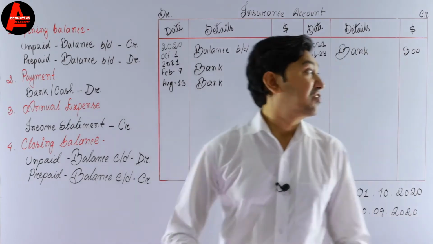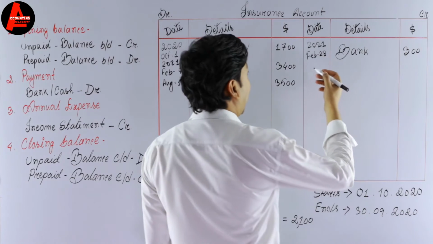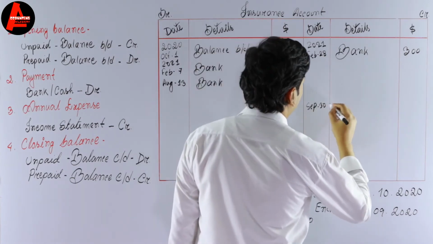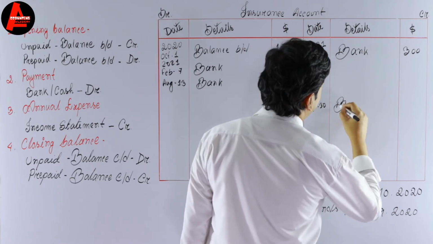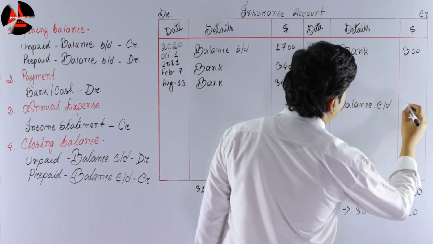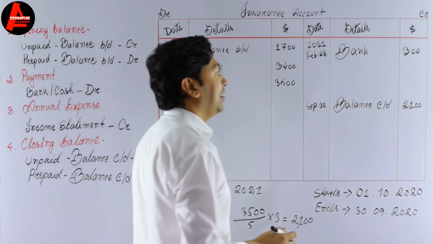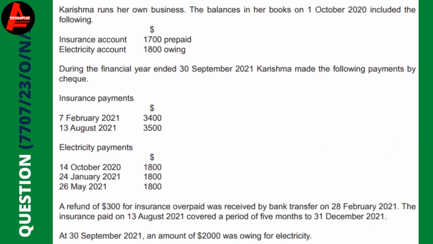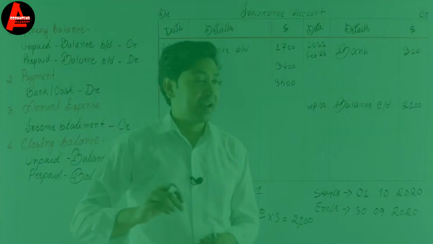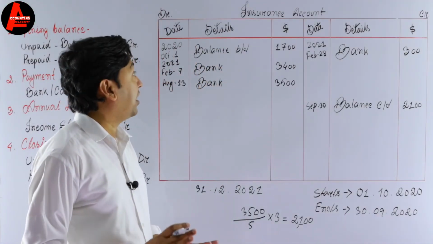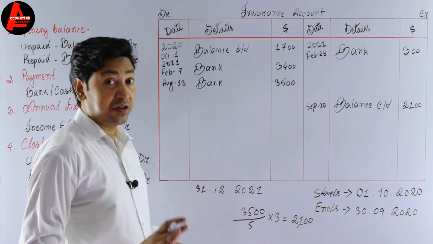Let us go to the credit side and write here the date, September 30. We will write here balance CD, $2,100. Then what do we have in the question? At 30 September 2021, an amount of $2,000 was owing for electricity. Okay, this is another thing I'll show you later. That means we have covered everything. We have written all the items given in the question.